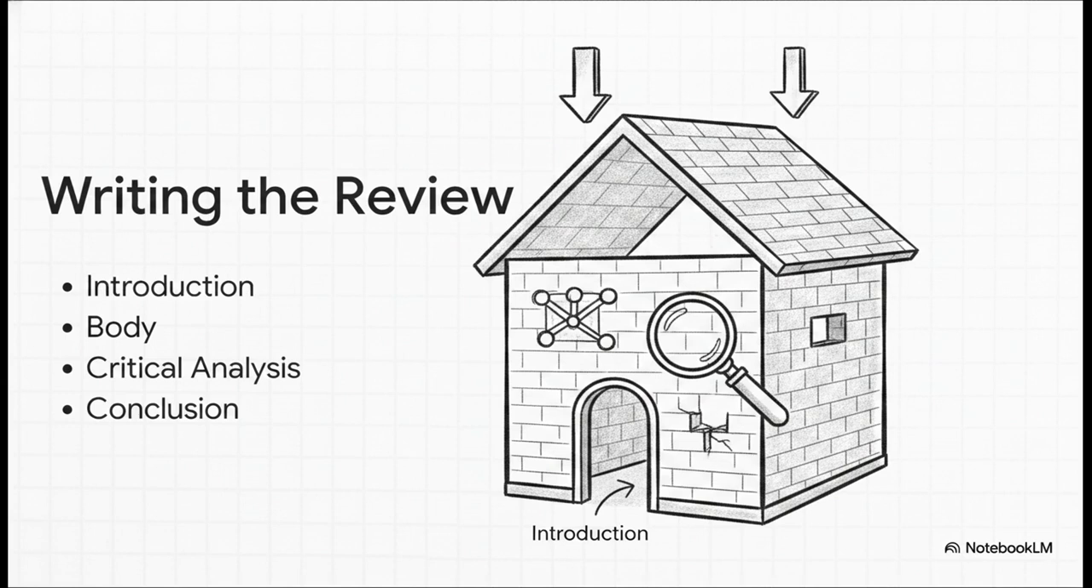This isn't just about reporting what others said. This is where you evaluate the strengths, the weaknesses, and the potential biases of past studies. You emphasize the flaws or gaps in previous work to justify exactly why your own research is necessary. And lastly, your conclusion neatly summarizes the main arguments and firmly connects the entire review to your upcoming methodology chapter.